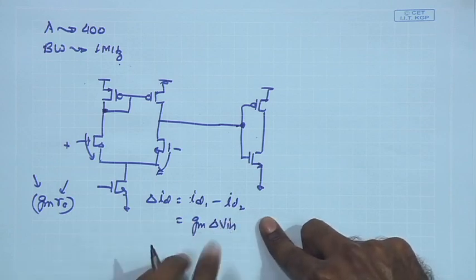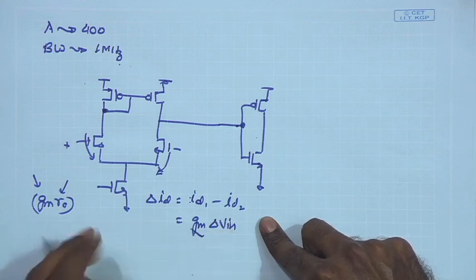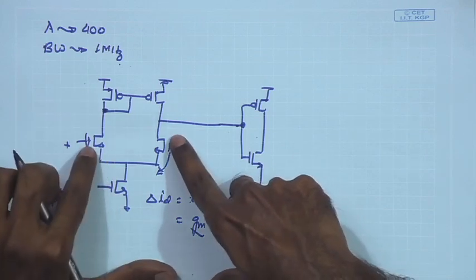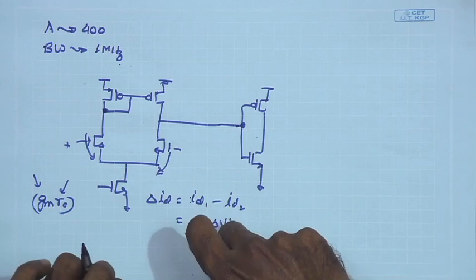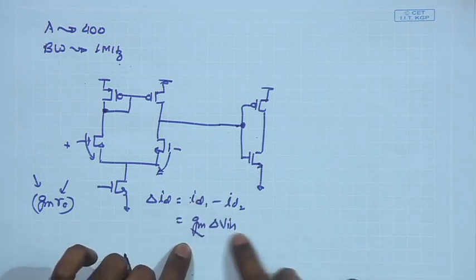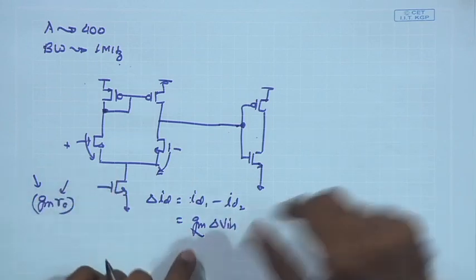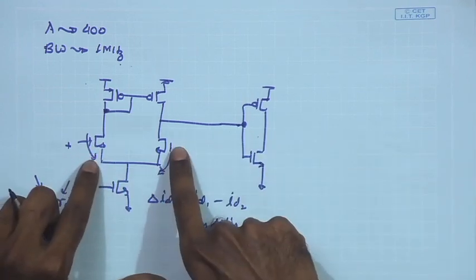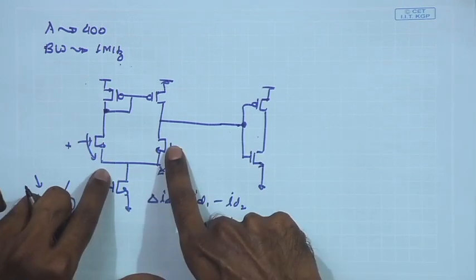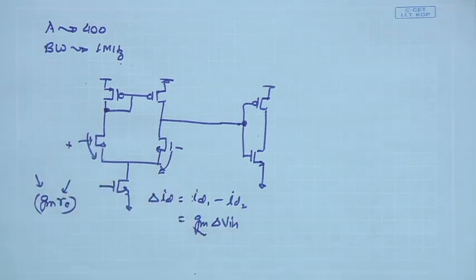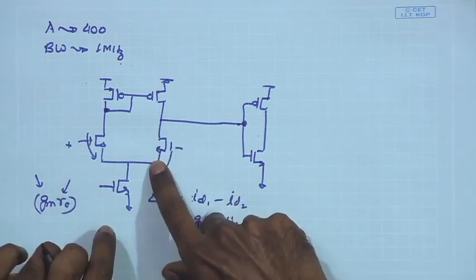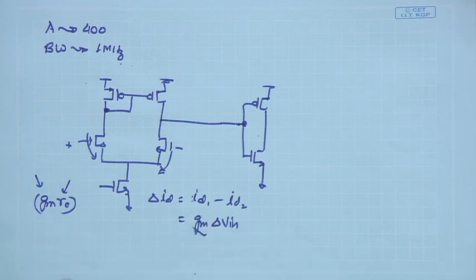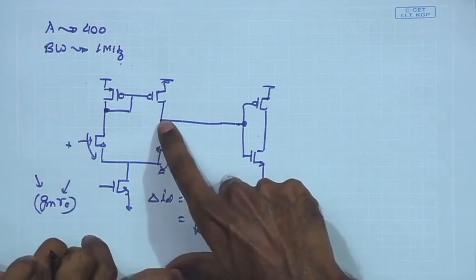And therefore, for a given delta Vin, if the gm is large, you will be able to switch the current completely into one of the devices for a relatively small Vin. And if your gm is sufficiently large so that for the required delta V that we have estimated, say 15 millivolt, the current is completely able to switch in one direction, that would definitely turn off one of the devices, and as a result we can expect full swing at this point.